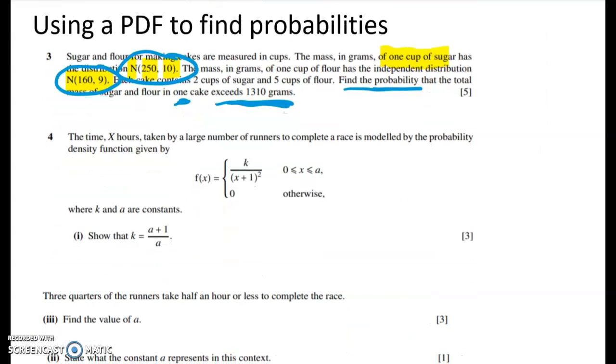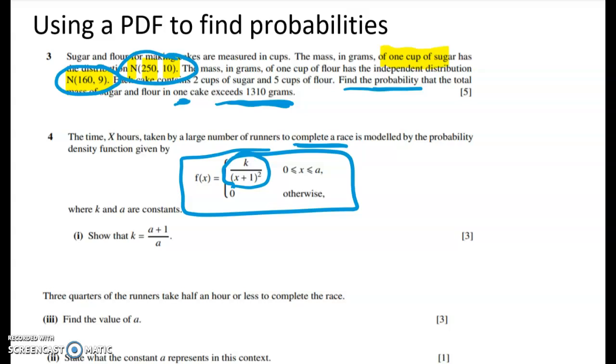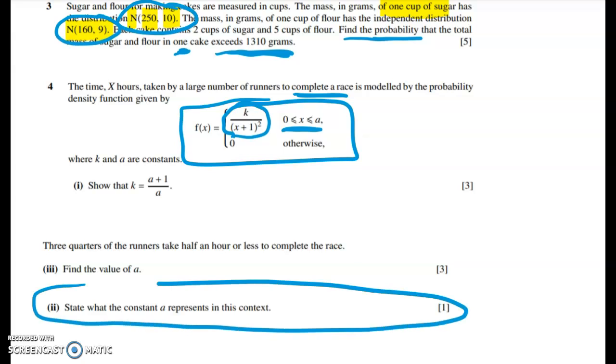Now we're going to look at the second part. We're given a probability density function, and it's for a lot of runners completing a race. And it's modelled by this. So where there is probability in the model, we use this function, and that's between 0 and a. Otherwise, we say that the probability is 0. So I'm going to do actually part 2 first, which is to state what the constant a represents in this context. So you can see that we're saying that there's no probability of being above that time. So a represents the longest time it takes someone to run this race based on this model.